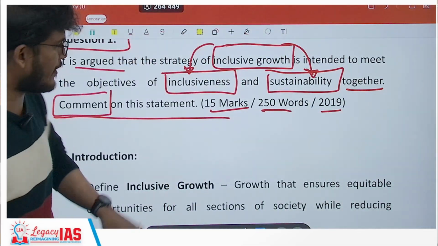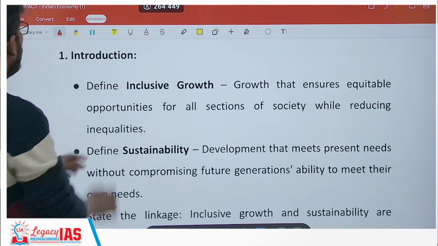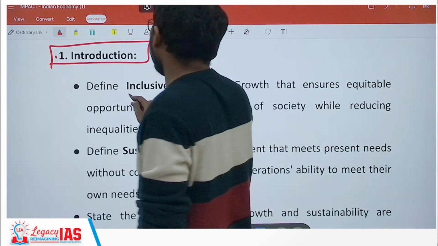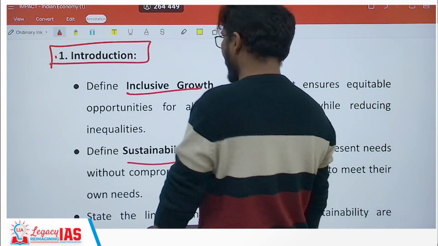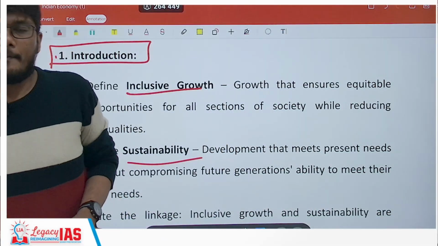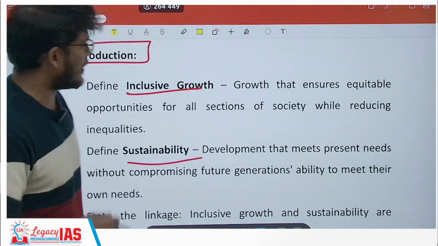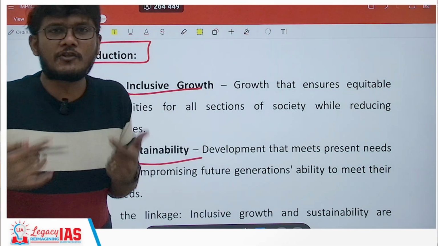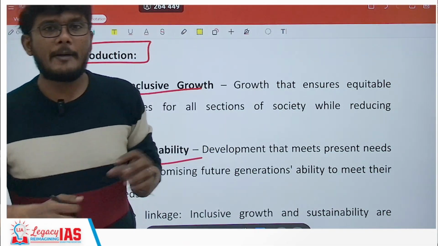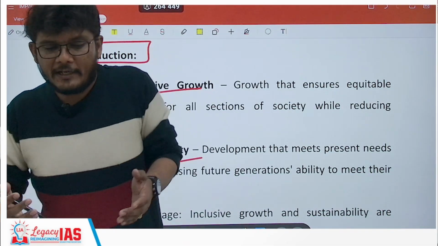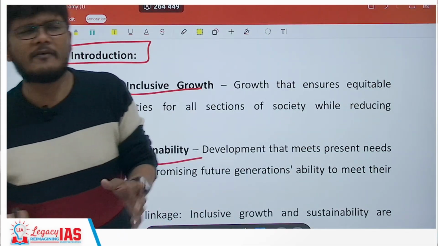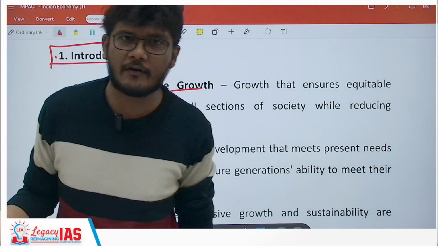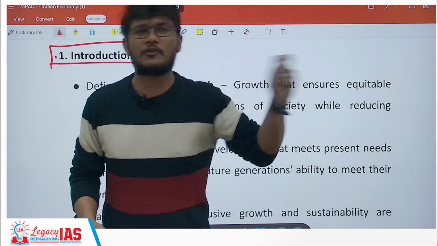I hope the approach is clear. So now that the approach is clear, let's see how to introduce this answer. Now in the introduction, as you can see, you can define inclusive growth or you can define sustainability. All this you can do. But I'll give you some advice over here. When you're practicing, don't practice with respect to definition. Definitions you should know, of course, the content you should know, but do not practice with definition. Definition should be the last resort, generally when you're not getting any current affairs related thing, historical background, facts, figures, etc. Then you can take the help of definition and move ahead.